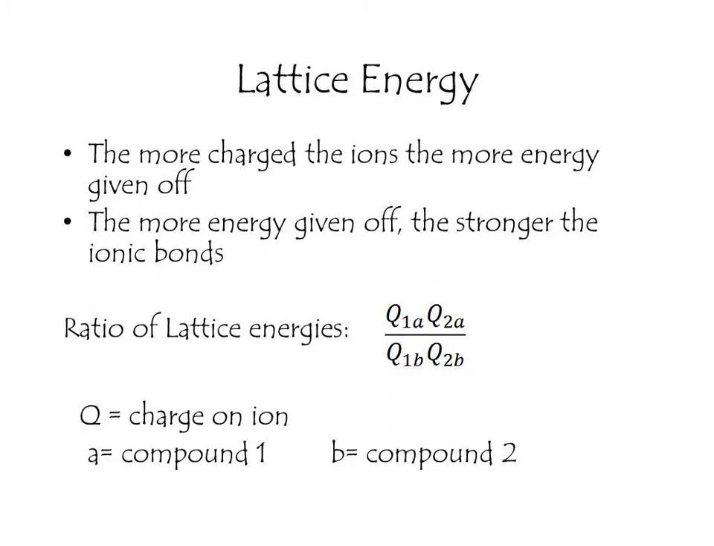Now, lattice energy, let's go ahead and talk about lattice energy. The more charged the ions, the more energy is given off. And the more energy given off, that means the stronger the ionic bond. And this only works if we're going to compare two ionic compounds. Q is a charged ion, and A, so charged ion 1, A, would be the first element, and B would be your second compound. So 1A, 2A, that means this was the first ion, this was the second ion of your first compound. This is the first ion, the second ion of your second compound. And again, you do not need to memorize the equation right here. You just need to know what a lattice energy is.